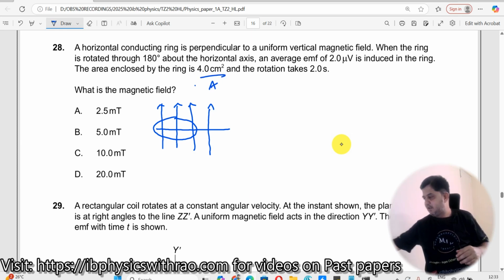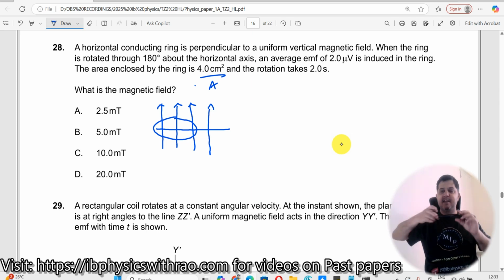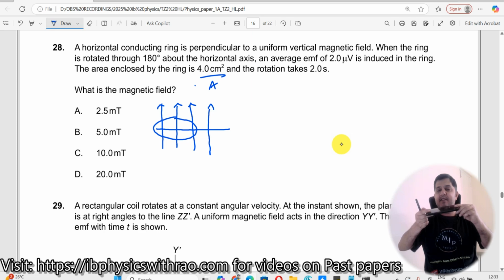It means what? Now initially, let us say this is my ring. Initially this is my ring. So it rotates like this, 180 degrees, right? It is rotated by half a rotation. Initially this was facing upward, and now 180 degrees means it is facing downward like this. And the rotation takes 2 seconds, so it takes some time. That value is also given.